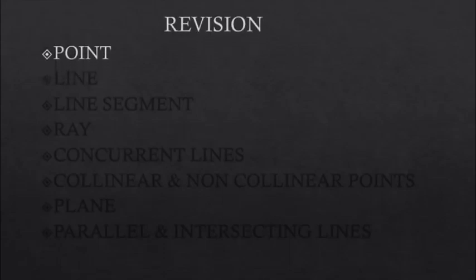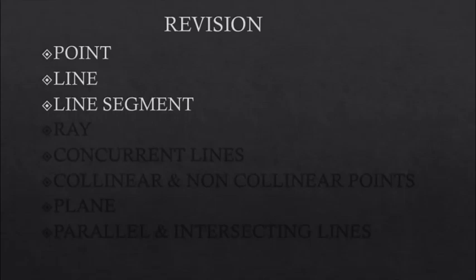So, we learned about point, we learned about line. Do you all remember what is a line? A line has two arrowheads on both the ends and it can be extended. Next, we studied about line segment. A line segment has two dots on both the ends and it is fixed. It cannot be extended. We also studied about ray. A ray is fixed at one end and can be extended from the other end.